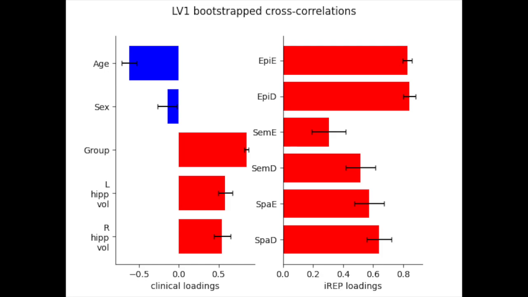We also applied a bootstrapping procedure with 5,000 iterations to assess the reliability of clinical and iREP loadings on the first component. This slide is very telling in that it shows that younger age, the absence of TLE diagnosis, and larger left and right hippocampal volumes collectively make up a phenotypic profile that, irrespective of sex, is associated with better multidimensional relational memory performance.